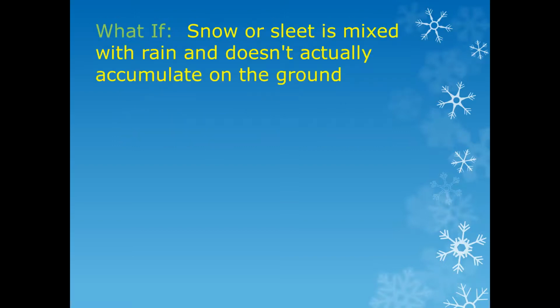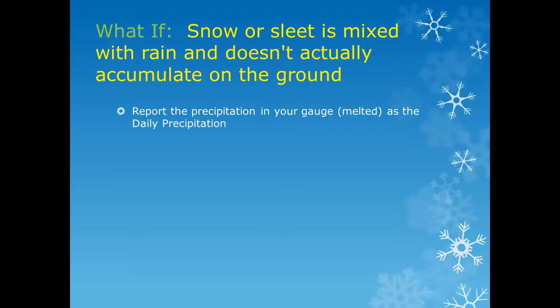What if you have snow or sleet mixed with the rain and it doesn't actually accumulate on the ground? You'll see this sometimes during the winter in a transition situation. You'll get all three: snow, sleet, and rain all at the same time, but no snow or sleet is accumulating. It's the same situation. You report your gauge catch as your daily precipitation, and you report a trace of new snow. Remember, snow and sleet are treated the same when it comes to reporting and measuring.